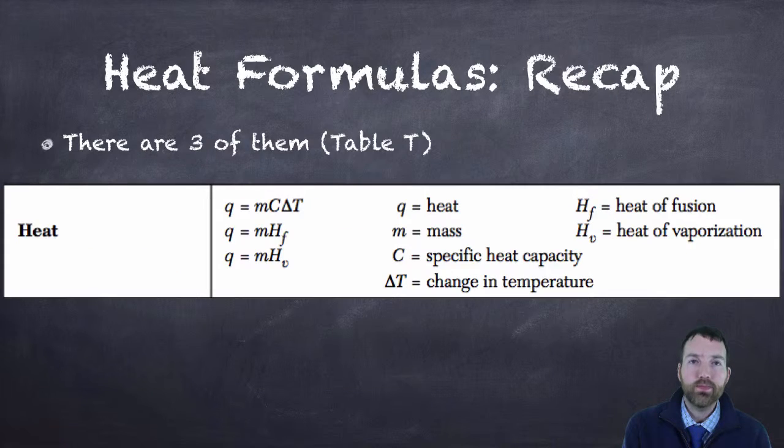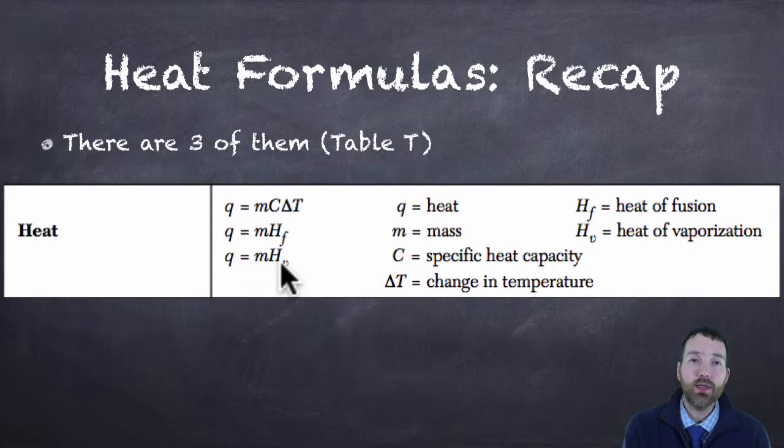Okay, so let's look at our formulas that we've learned in this chapter. There's 3 of them, and they're all on table T in the little section on heat. The first one is Q equals MC delta T. I usually call this equation number 1. And then we have the 2 new ones we just learned in this section: Q equals mass times heat of fusion, and Q equals mass times heat of vaporization.